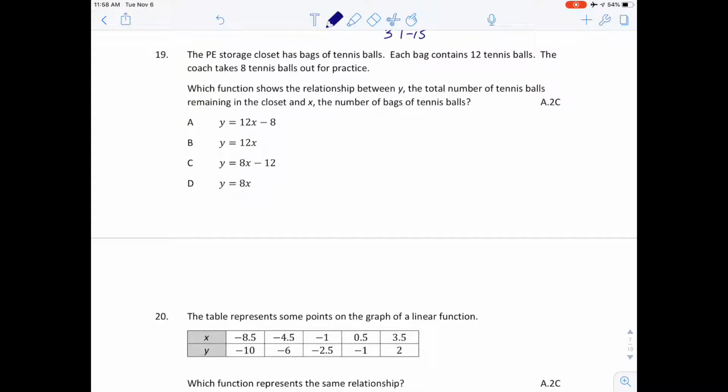Number 19, the PE storage closet has a bag of tennis balls. Each bag contains 12 tennis balls. The coach takes 10 out for practice. Which function shows the relationship between y, the total number of tennis balls remaining in the closet, and x, the number of bags? So right here it says each bag contains 12 tennis balls. Well, each bag is x, so if they have 12 in each bag, that's 12x. And then the coach is taking, which is subtraction, 8 out, so -8. That is answer choice A.